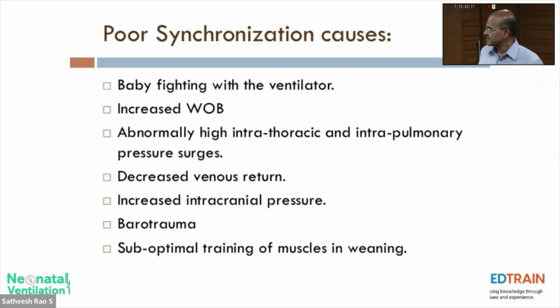Poor synchronization causes the baby to fight with the ventilator. There is increased work of breathing as a result. There are also abnormally high intrathoracic and intrapulmonary pressure surges. This may affect the brain of the preterm baby, for example. The reduced venous return from this fighting may also impact the risk of IVH, and barotrauma leading to volutrauma and chronic lung disease risk going up.